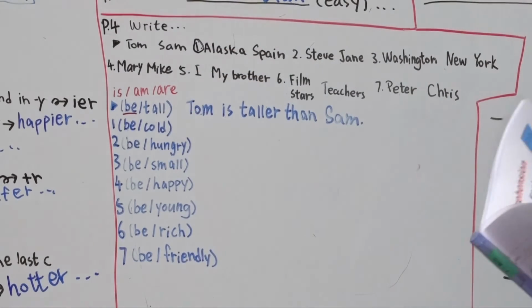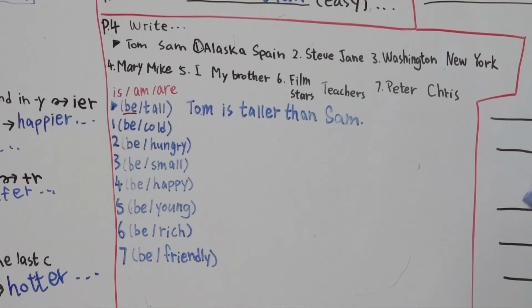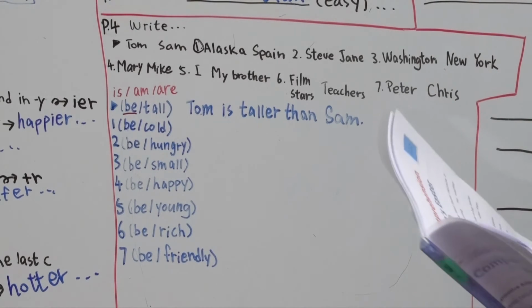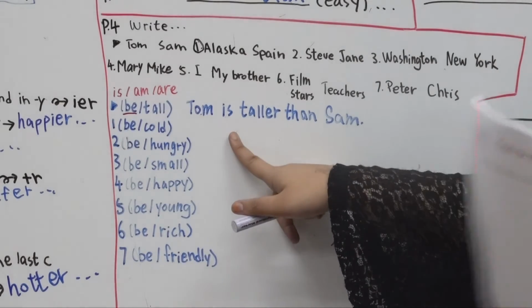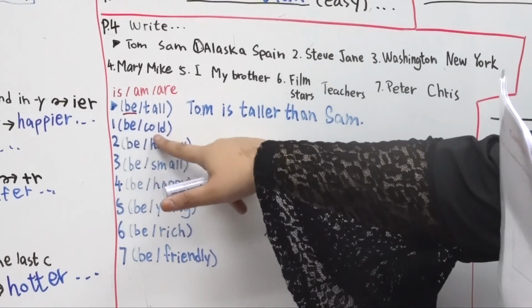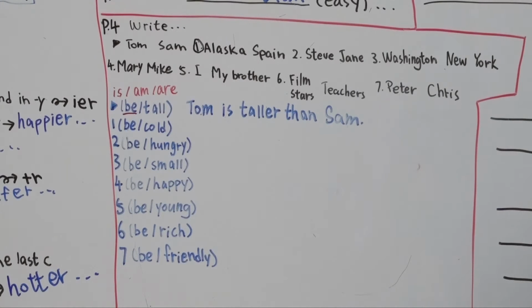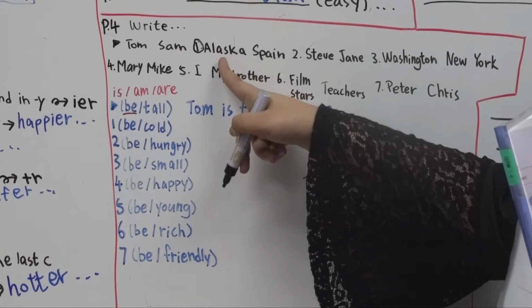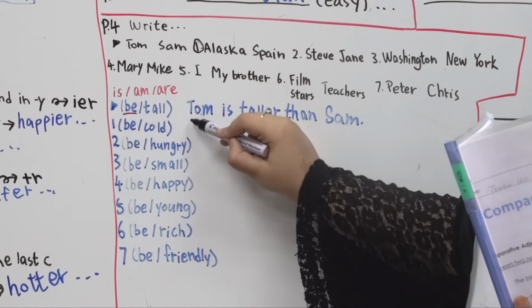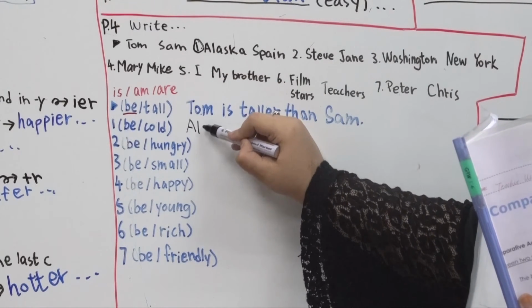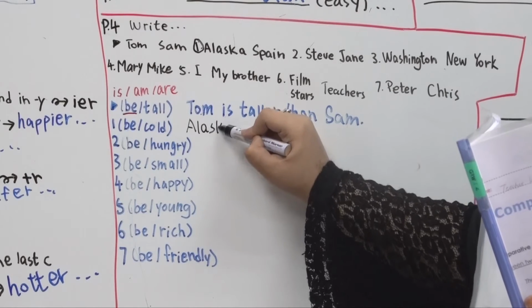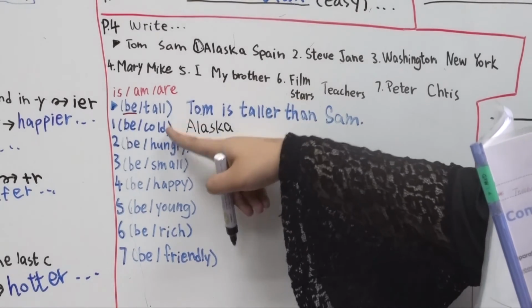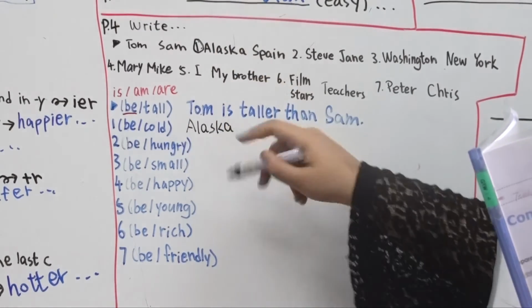Number one, Alaska and Spain. So Alaska is a place and Spain is also a place. They both are countries, okay? Let's have a look. Be cold. So, what do you think? How do we change it? According to number one, that is Alaska, right? So you have to write Alaska. According to the picture, Alaska is cold, right? So you have to write Alaska first.